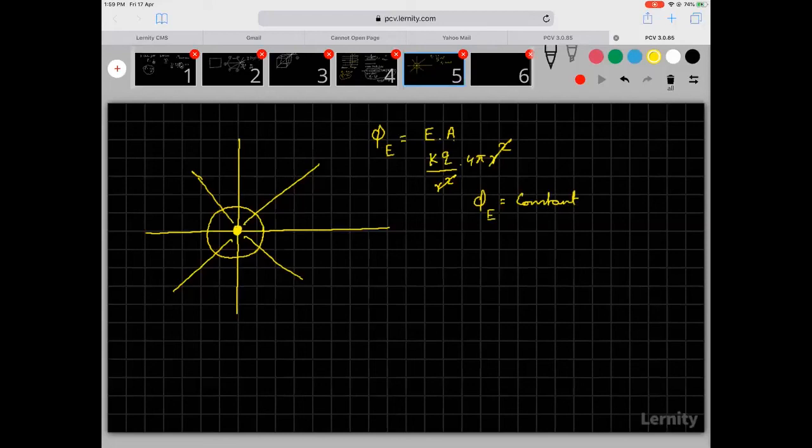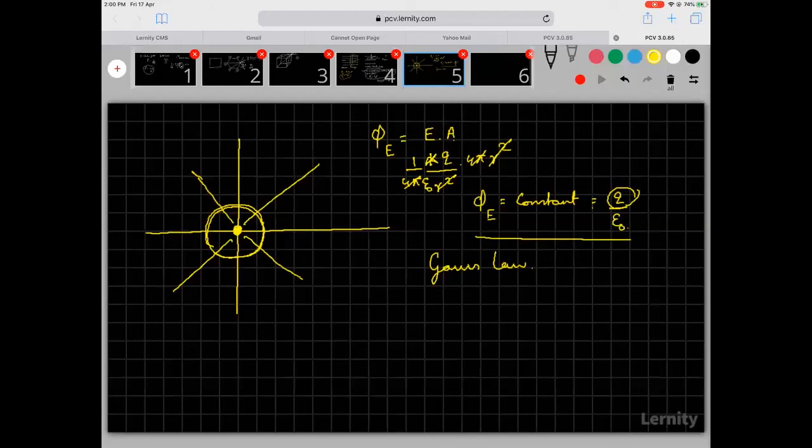And it depends on K. If I take K, it is 1 by 4 pi epsilon naught. So the 4 pi here gets cancelled. So it is equal to what? Q by epsilon naught. Now this is the basis behind Gauss' law. What Gauss said is that if you have a charge and if there is a closed surface around it, the flux through the surface is proportional to Q and is equal to Q by epsilon naught.